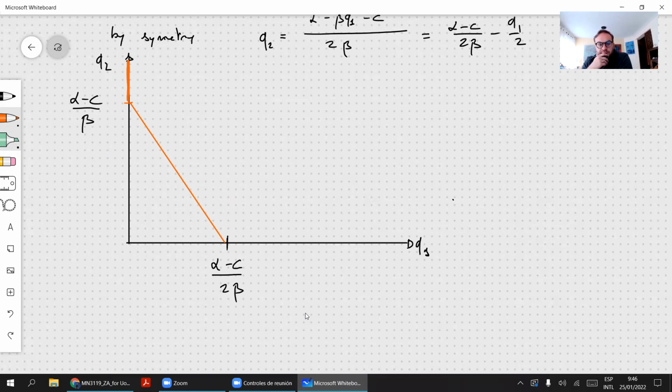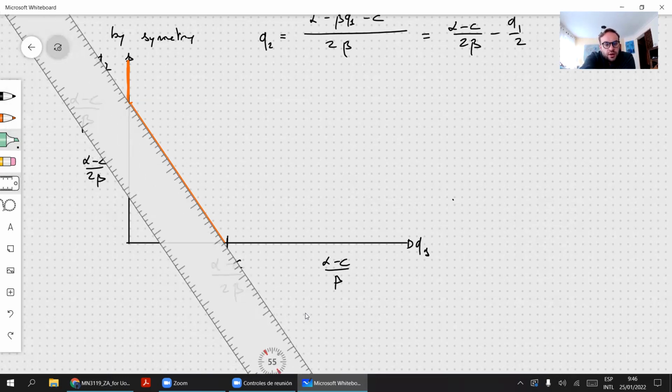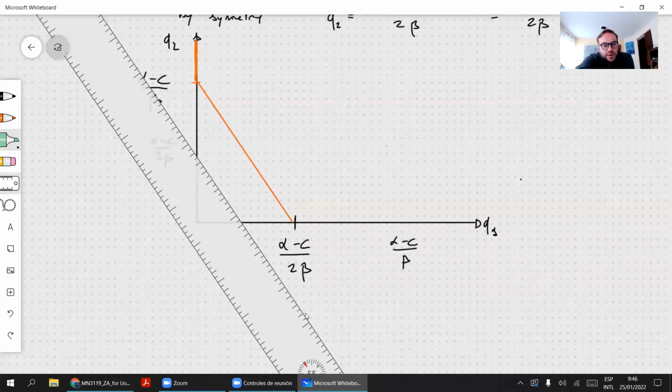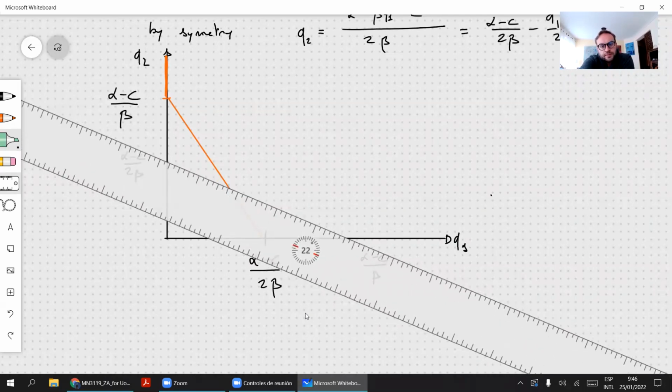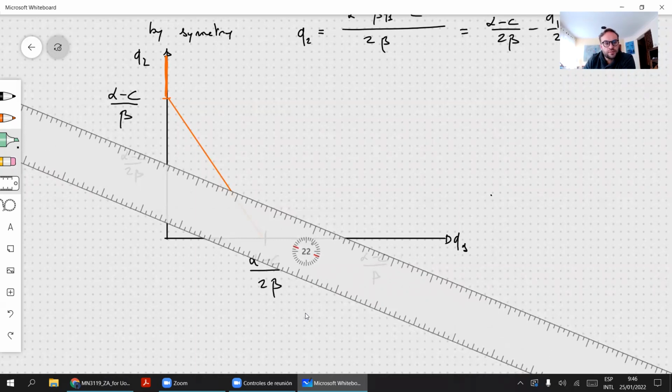Yes, things are symmetrical for the other firm. So you have alpha minus c over 2 beta, and then alpha minus c divided by beta. I can draw also a best response function, which is going to be something like that. So this is the best response of 1.